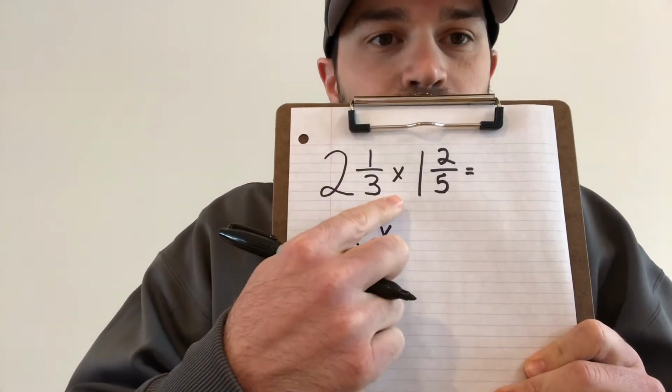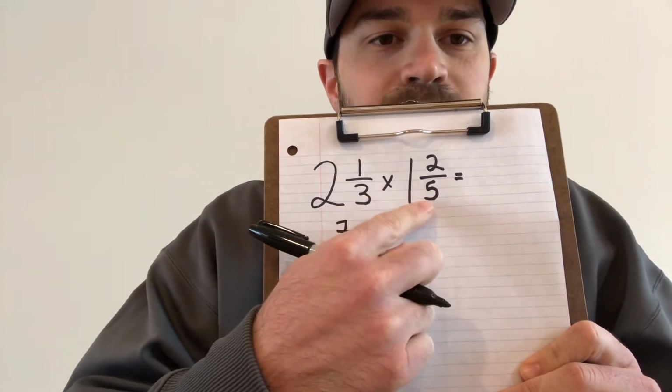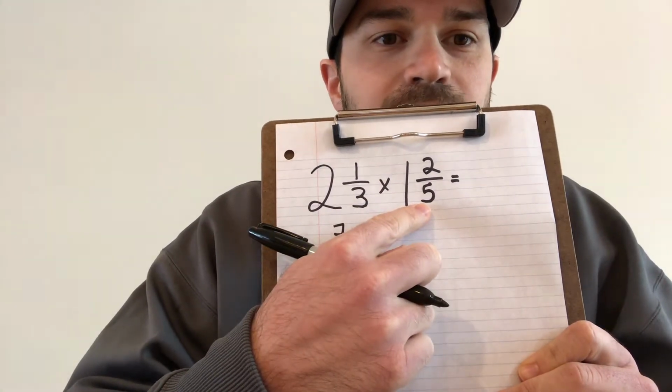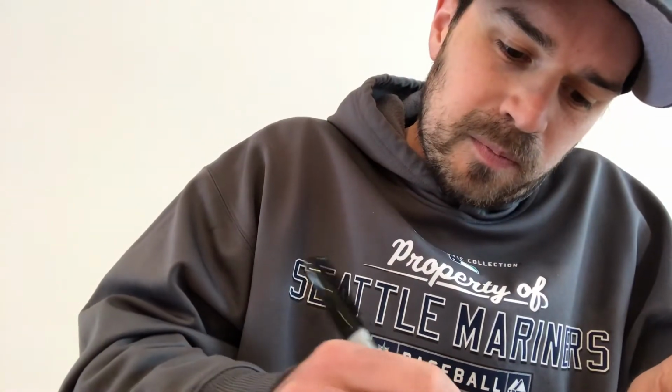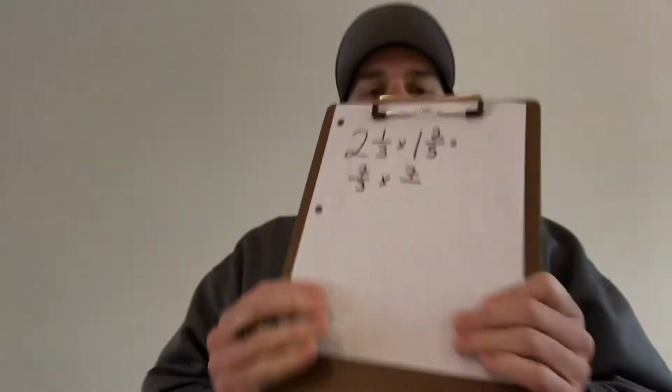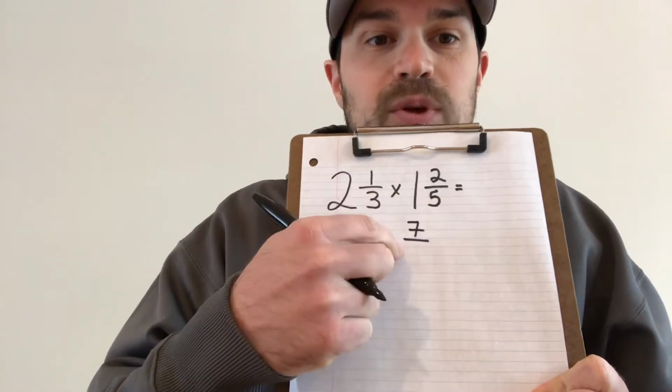Now we'll do the same process for this one. The whole number times the denominator, so 1 times 5 is 5. Add the numerator, 2. 5 plus 2 is 7. So we end up with 7. And our denominator stays the same for right now from here, which is fifths. So we end up with 7/5.